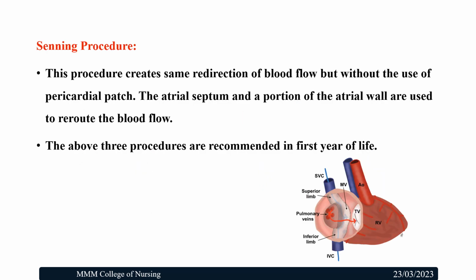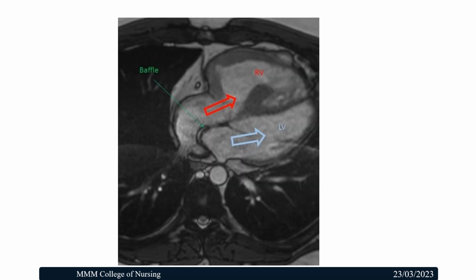Coming to the Senning procedure. This procedure creates the same direction of blood flow but without the use of a pericardial patch. The atrial septum and a portion of the atrial wall are used to reroute the blood flow. The above three procedures are recommended in the first year of life. So you can see the baffle in this picture.